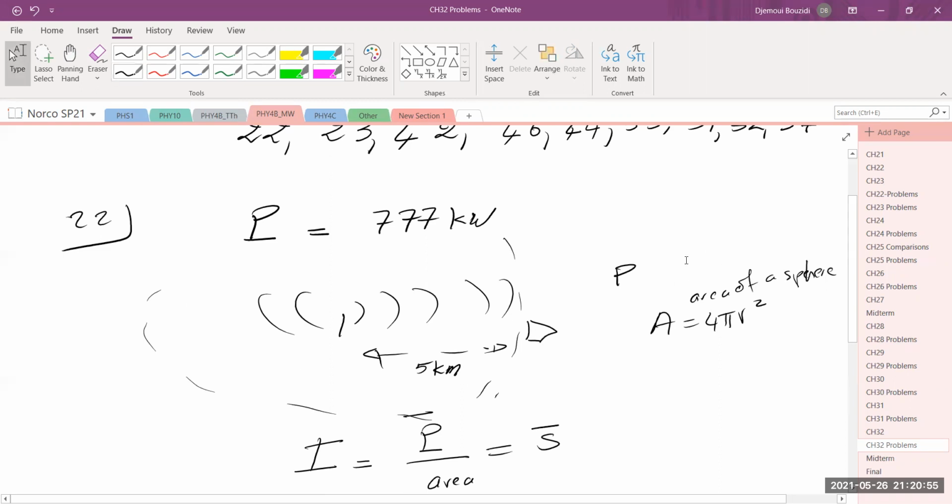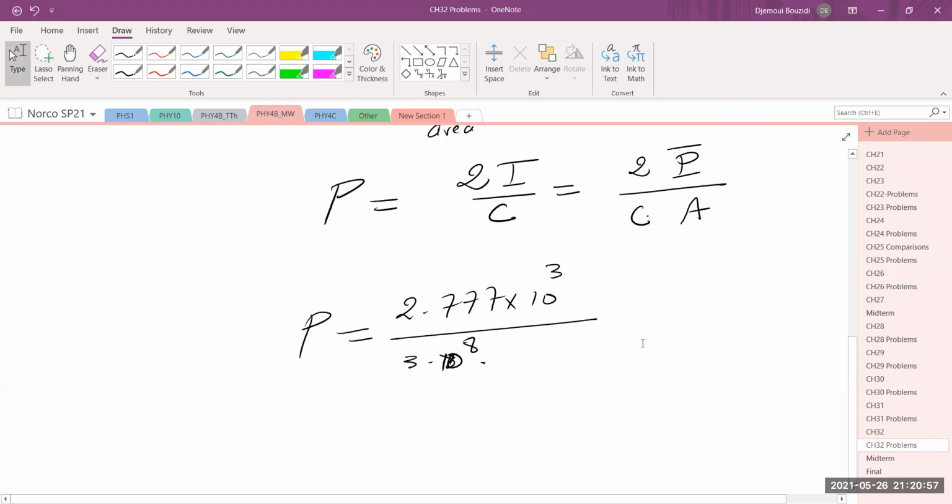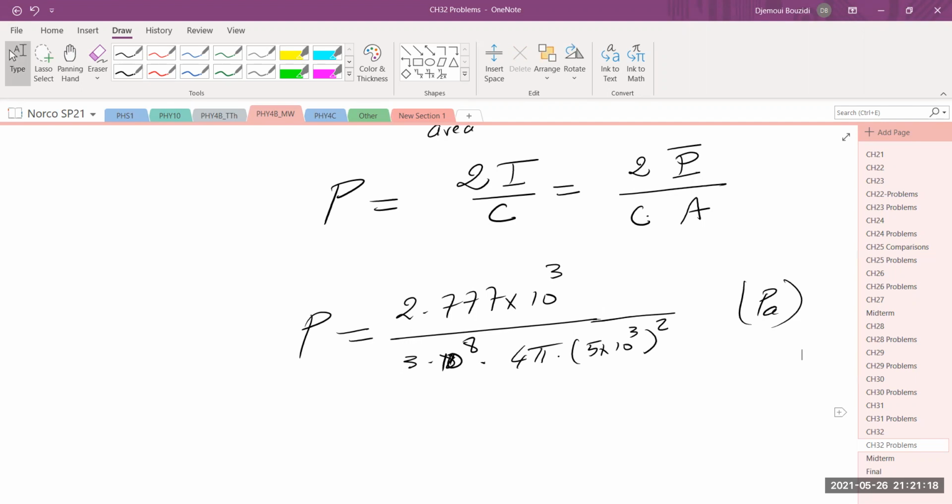If we plug that in, it's 4 pi times 5 kilometers, which is 5 times 10 to the power 3, squared. Now it's a matter of plugging in the numbers and finding the actual pressure. It's going to be in Pascal, because this is a pressure. Everything is in SI, so everything is going to be in Pascal. Let me plug in the numbers and put it in my calculator. By now, I think you guys are doing the same thing.